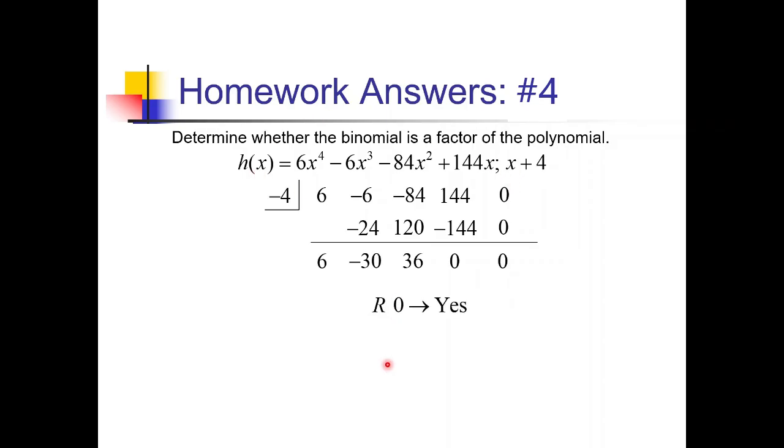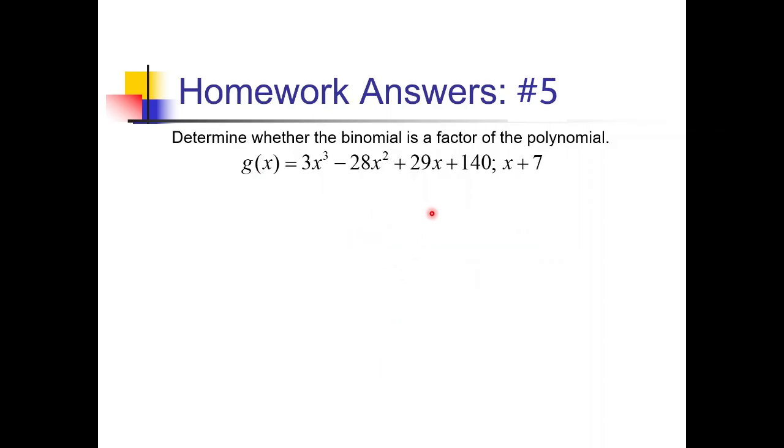For this problem, we're trying to see if x plus 7 is a factor of g of x. So let's do some synthetic division and see if we get a remainder of 0. I've got my coefficients of 3, negative 28, positive 29, and 140. No placeholder zeros needed this time. Since we have x plus 7, negative 7 is going to be the k-value that I'm plugging in with synthetic division. So there's my line dividing my second and third rows.